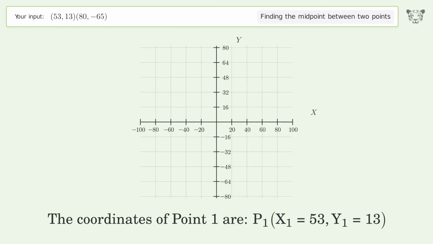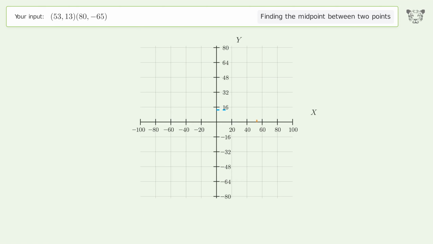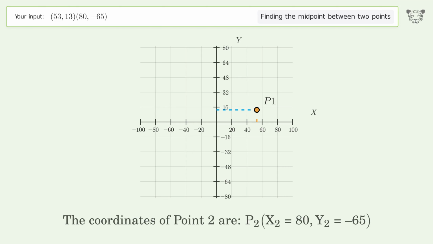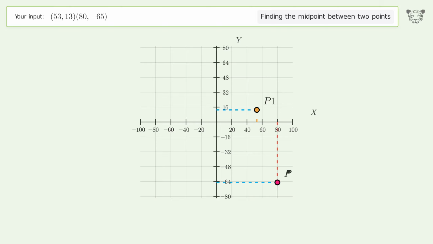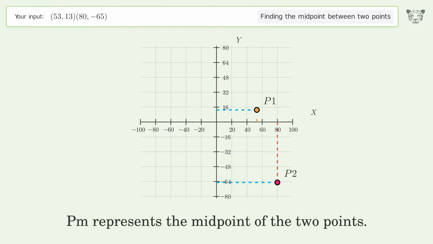The coordinates of point 1 are x1 equals 53, y1 equals 13. The coordinates of point 2 are x2 equals 80, y2 equals negative 65. PM represents the midpoint of the 2 points.